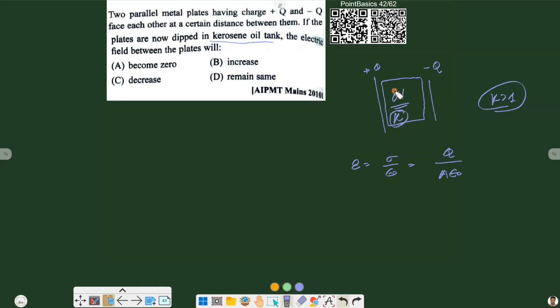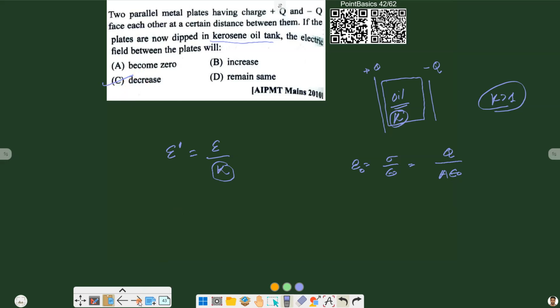Hence, the electric field inside, when the plates are dipped in kerosene oil, becomes E dash, which is E naught by k. As already known, k is greater than 1, so the denominator value is greater than 1, so E dash will reduce. The electric field value will decrease. Option C will be the right answer.